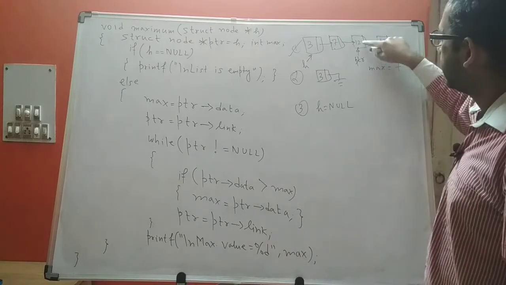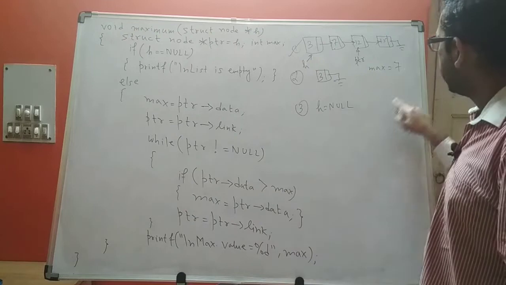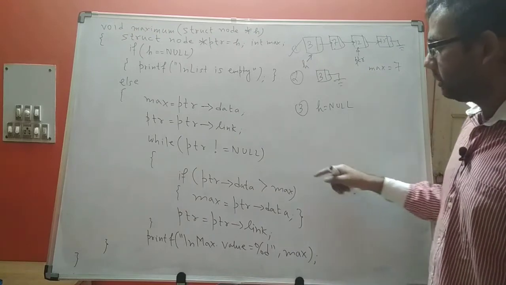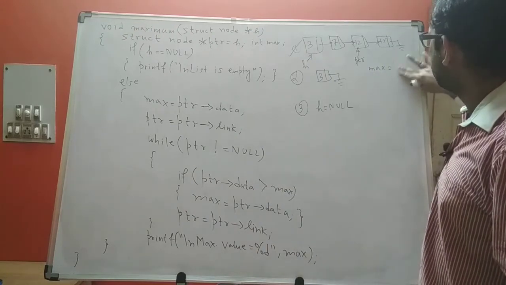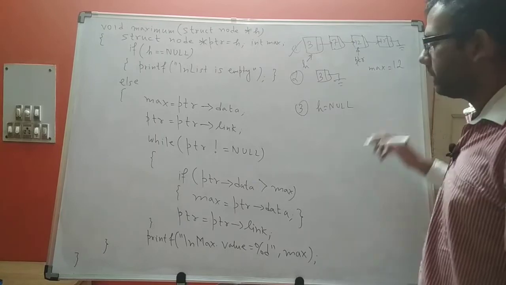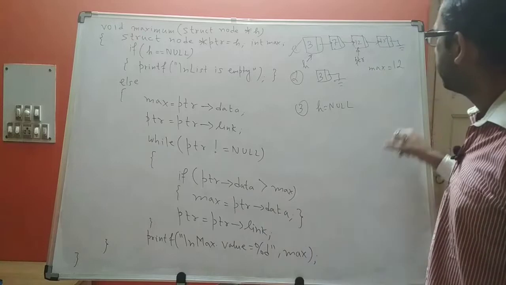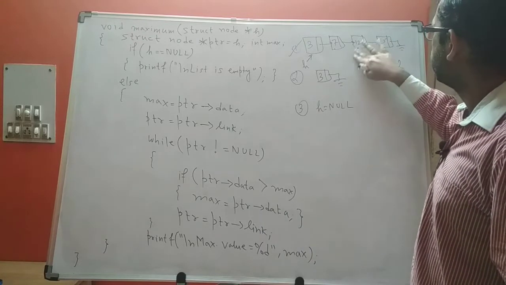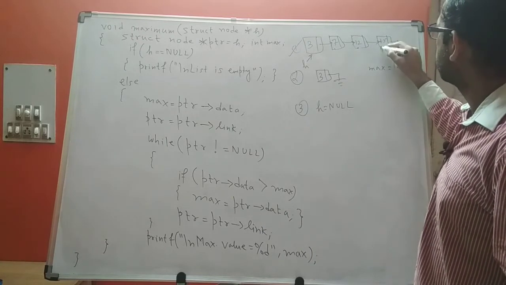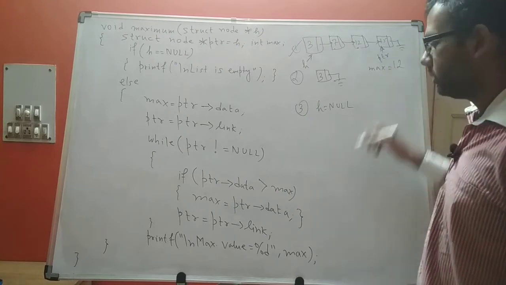You come inside, ptr arrow data, that is 12. Is it greater than max? Yes, it is greater than max. That means I need to update my max to 12. So I'll update my max to 12. And after updating the max, I'll say ptr equal to ptr arrow link. So now ptr will move from this node to this node.